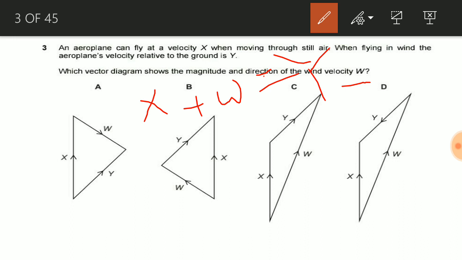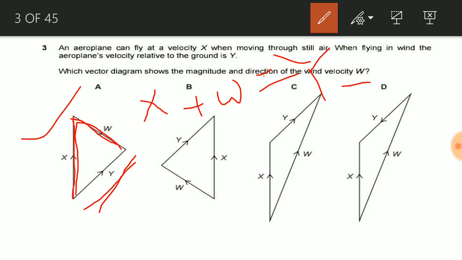Now if you see the vector diagram, then by the triangle law, x is pointing in this direction, w is pointing in this direction, and y is just opposite to that. They are in the same pattern, and this is in the opposite pattern, and they are making a closed figure. It means that x plus w is equal to y. So option choice A is the correct answer.